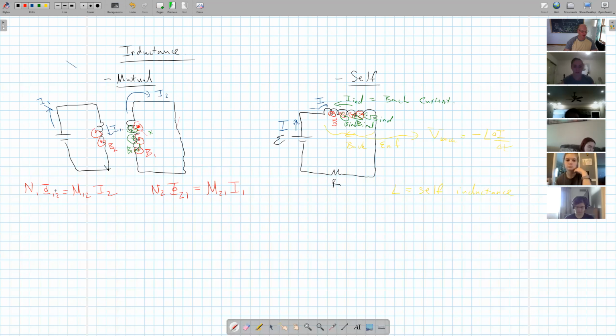Now, if I look at how each of these changes with time, I can say the number of turns in the first times the change of flux in the first by the second must be equal to the mutual inductance in the first by the second times the change in current in the second, divided by time. Here, I get the number of turns in the second times the change of flux through the second with respect to time is equal to the mutual inductance of the second by the first times the change in time of the first current.